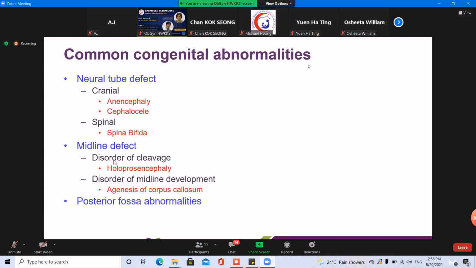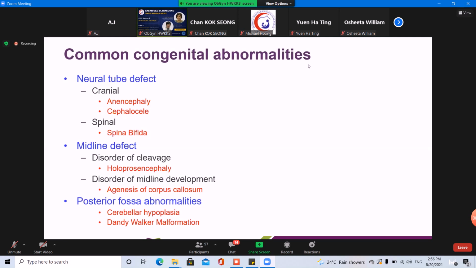For midline defect, there are two categories. One is a disorder of cleavage. It means that the two sides of the brain do not separate. They just fuse together, forming an abnormality called holoprosencephaly. And in the midline, the most important structure is the corpus callosum, and therefore the most important abnormality is agenesis of the corpus callosum. And the posterior fossa, as I have already told you, houses the cerebellum, so the posterior fossa abnormality is mainly an abnormality of the cerebellum, which I'll show you one by one later.